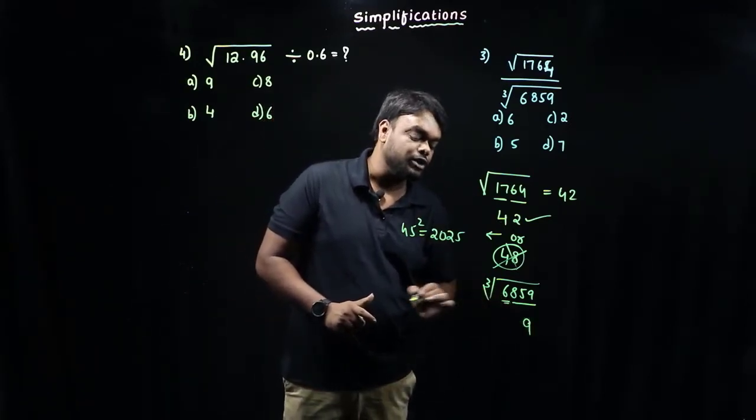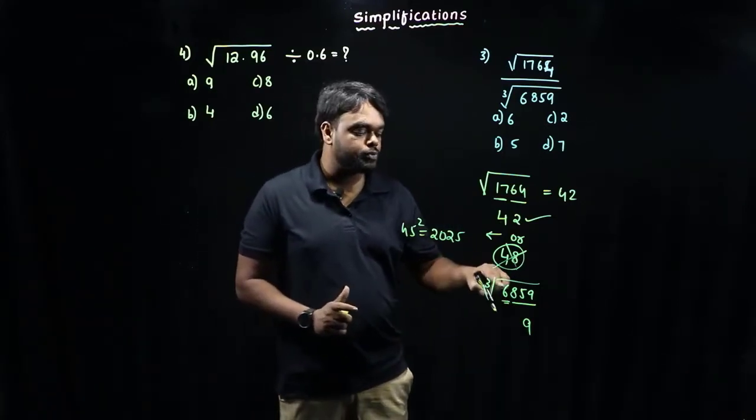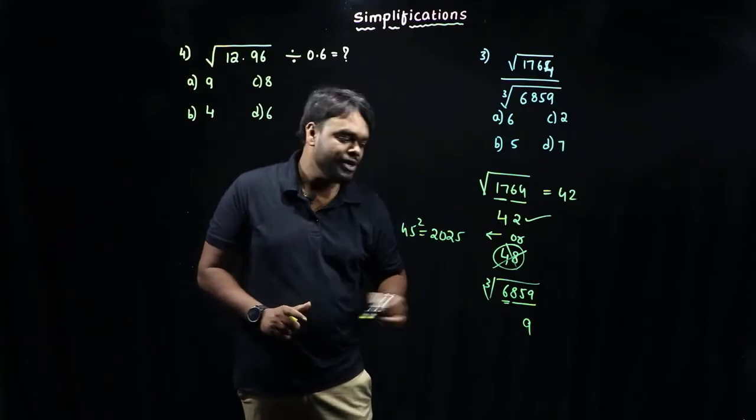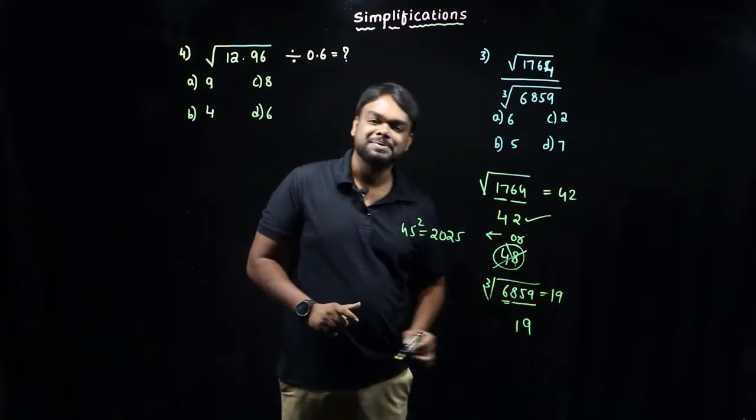And nearest perfect cube to 6. 1 cube is 1, 2 cube is 8. No, 2 cube goes beyond 6. Can we take it? No. So we have to take only 1. So this has to be 19 cube.